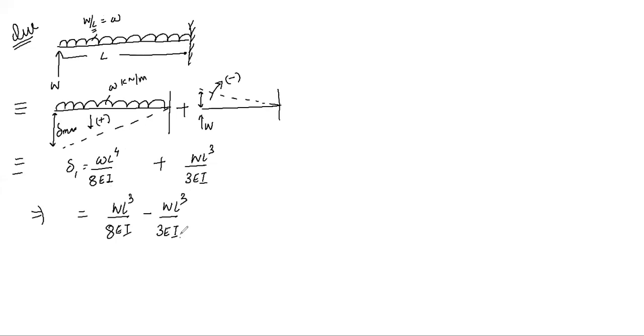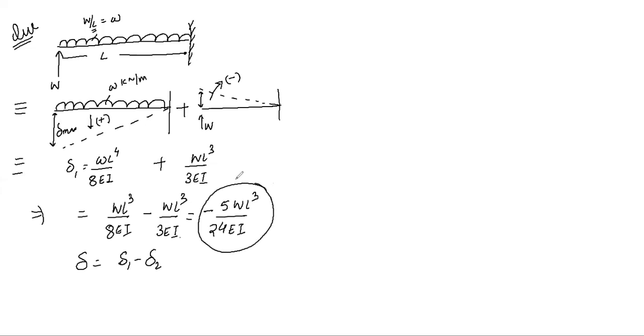Is it clear to everyone? So can we say that this is defined, the value is delta 1 minus delta 2. When you solve this equation, you will get minus of 5 W L cube upon 24 EI. Is that clear to everyone?